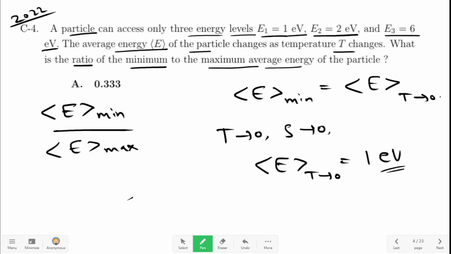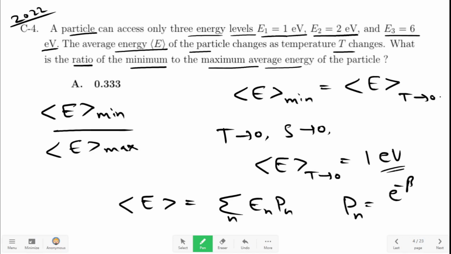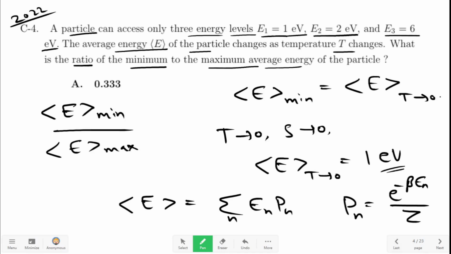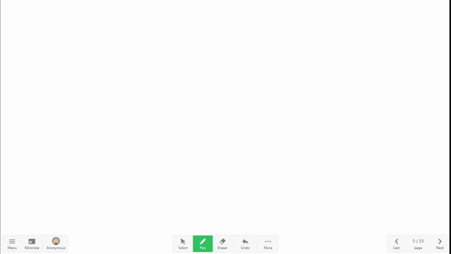You know the formula for average energy. This is equal to summation over n of En Pn, where En is the energy of the nth state, Pn is the probability of the nth state, and Pn is given by e raised to minus beta En divided by Z. Z is the partition function. So all of the higher energy states will be exponentially suppressed. Here in this formula, beta is equal to 1 by kT.